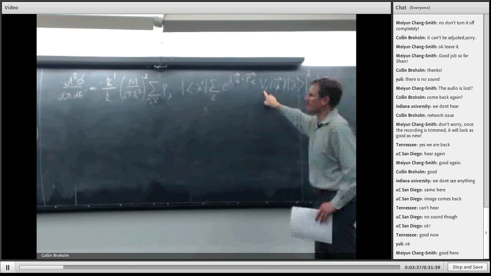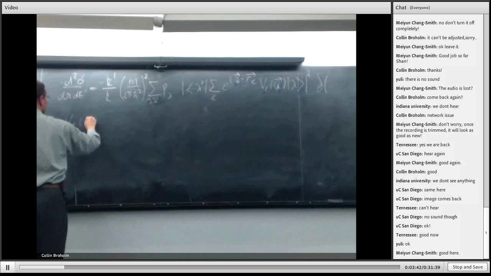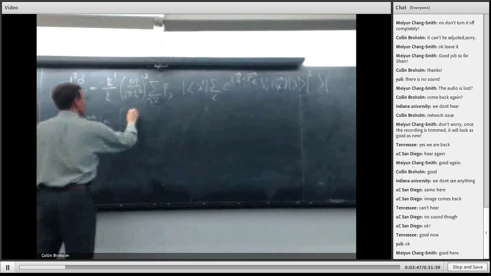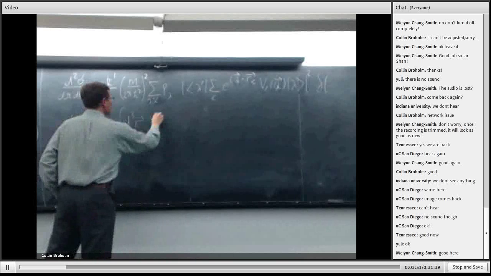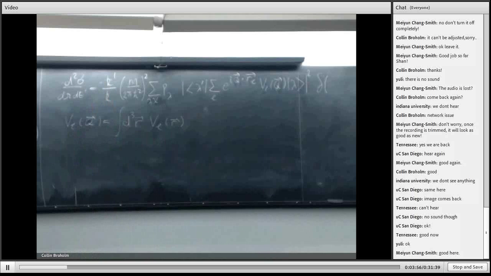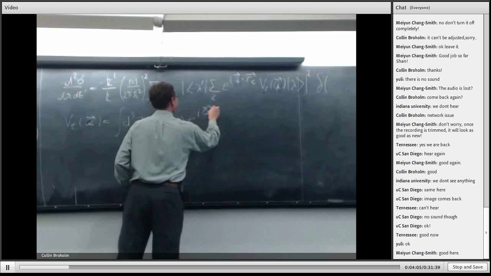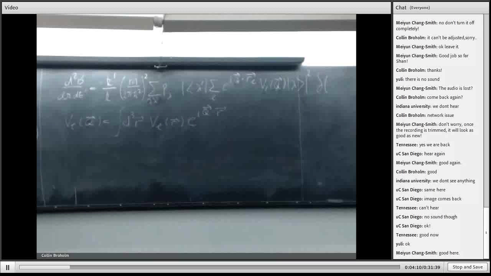Now, what did show up here was a Fourier transformed interaction potential, and I just want to remind you what that looks like. V_L of Q is going to be the integral d3R, so integral over all space, of V_L of R times the exponential. That's my Fourier transform of the interaction potential.